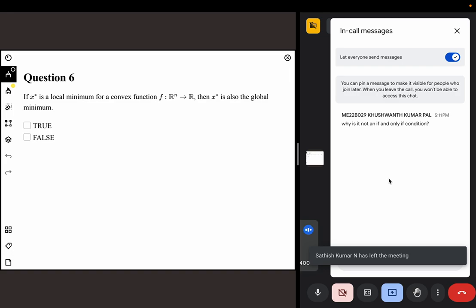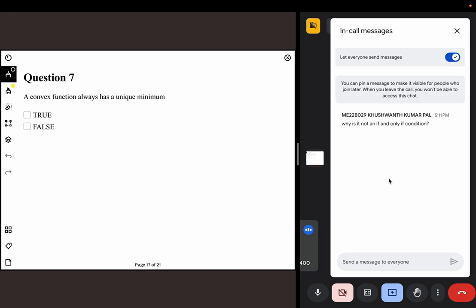If x star is a local minimum for a convex function, then x star is also the global minimum, provided the function f is convex. If it is a convex function, then it is going to have the global minima, and that will be the local minima as well. Okay, what about this? A convex function always has a unique minimum. Is it true?